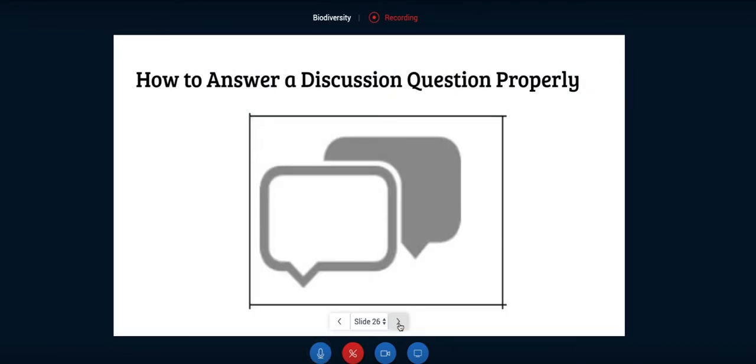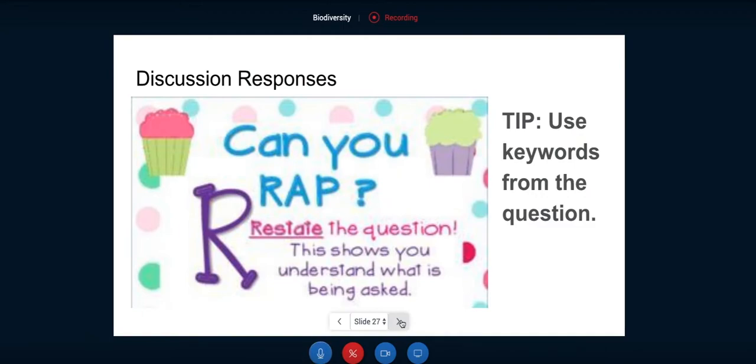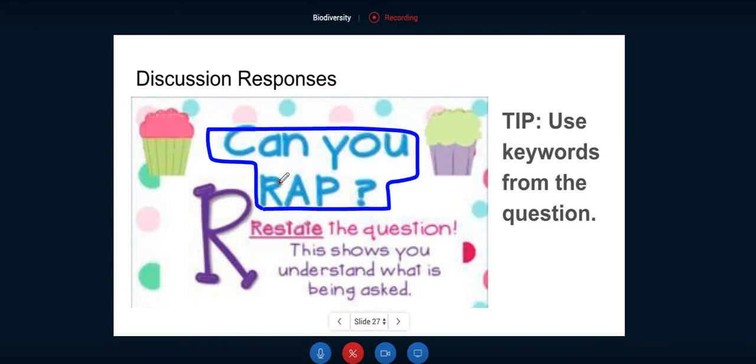All right, so how to answer a discussion question properly. I'm going to take you through step by step. So we have this CAN YOU WRAP right over here. Wrap has three different steps. The first step is you need to restate the question exactly how the question asks it. This shows the reader that you understand what is being asked. So that's the R in wrap. Restate the question. Say that to yourself. Restate the question.